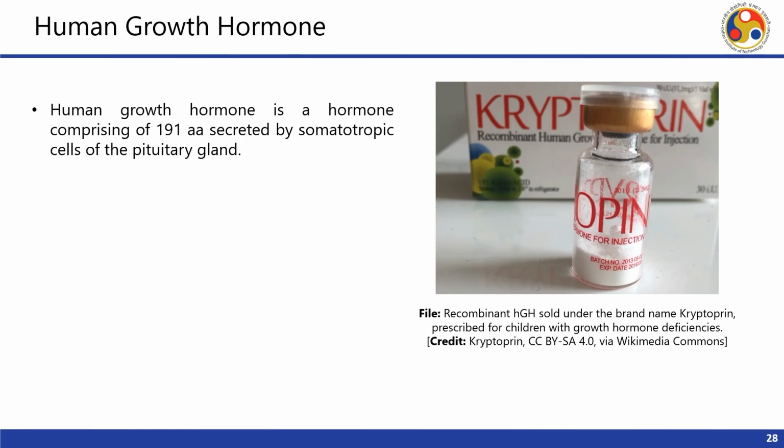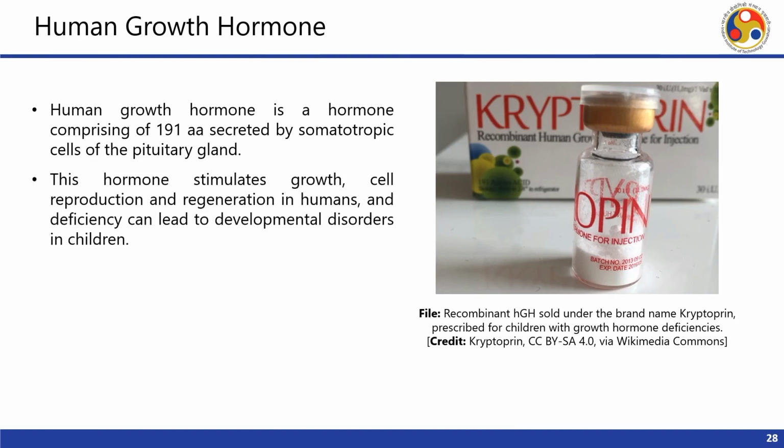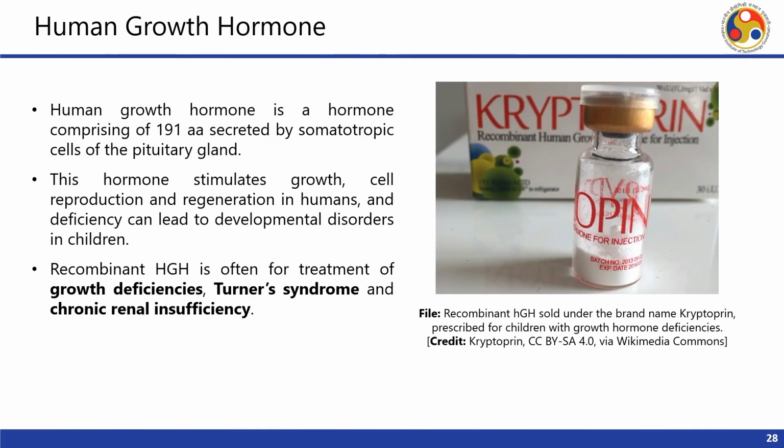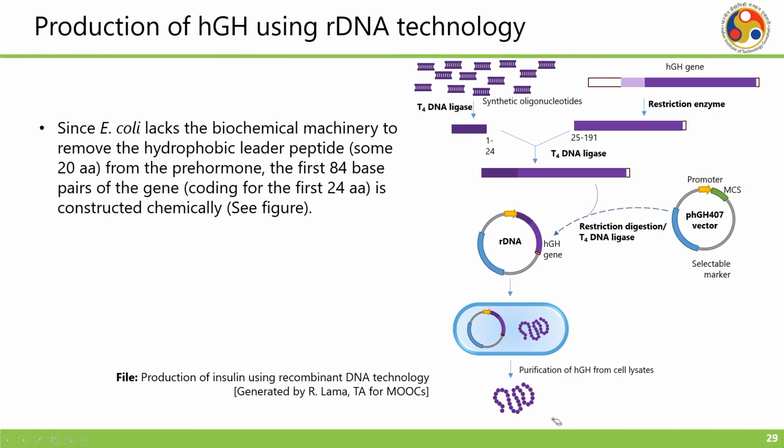Let us now discuss the human growth hormone. Human growth hormone is a hormone comprising 191 amino acids secreted by the somatotropic cells of the pituitary gland. This hormone stimulates growth, cell reproduction and regeneration in humans, and deficiency can lead to developmental disorders in children. Recombinant human growth hormone is often a treatment for growth deficiencies, Turner syndrome and chronic renal insufficiency. So, here you can see recombinant human growth hormone sold under the brand name Cryotropin. This is prescribed for children with growth hormone deficiencies.